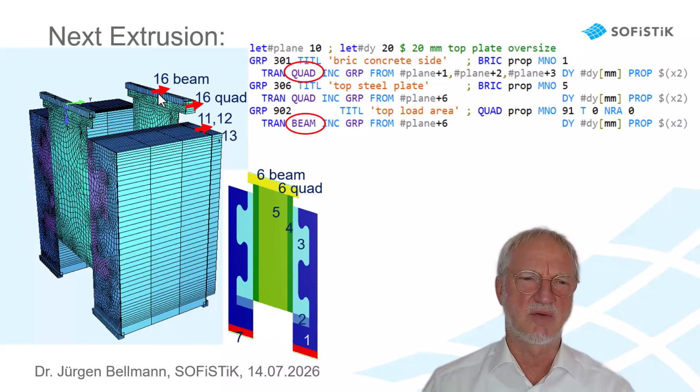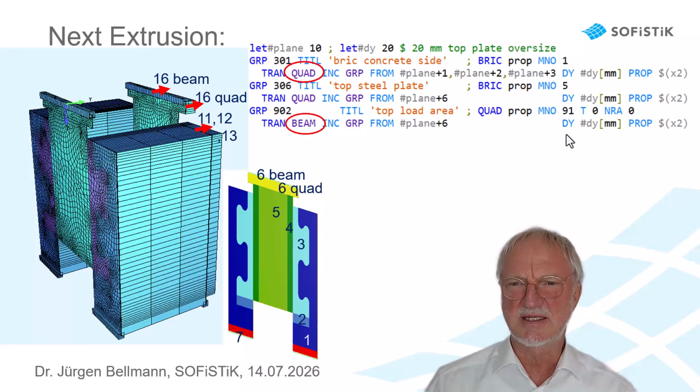And on the top I want to have a loading area, so I created a beam element here, 16. And this beam element 16 is also extruded now to quad elements. So a quad can be extruded to brick and a beam to quad elements.